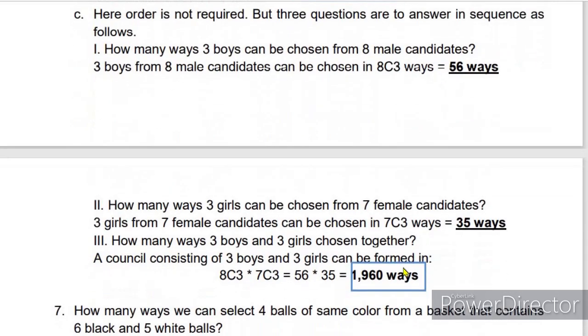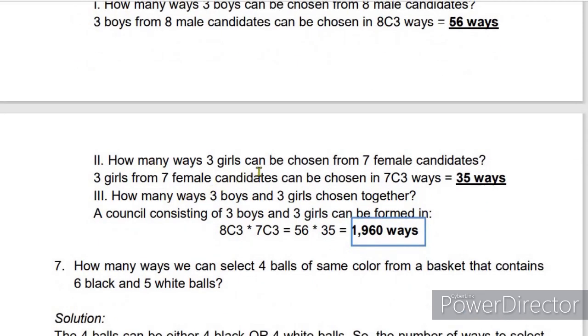Next. How many ways can 3 girls be chosen from 7 female candidates? Again, it is combination because we have an element of selection and a total population element. When the problem involves selection from a total number of elements, we should use combination. So 3 girls from 7 female candidates can be chosen in 7 combination 3 ways. If you solve that, it will result to 35 ways.